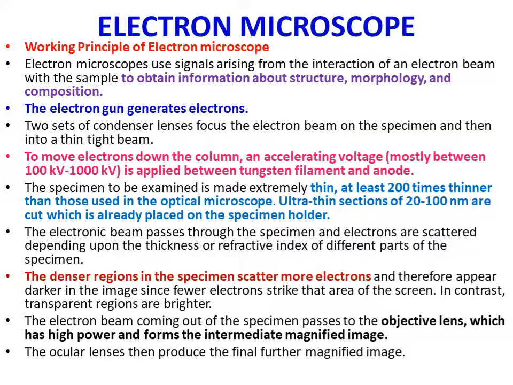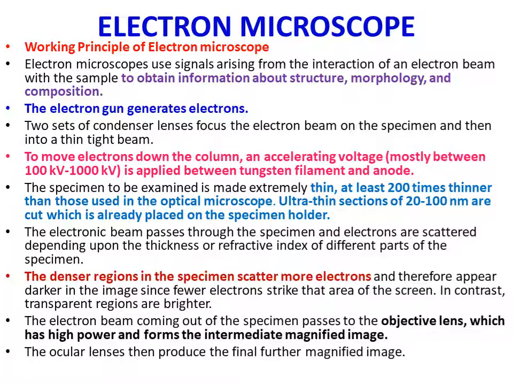Next is the working principle of the electron microscope. Electron microscopes use signals arising from the interaction of an electron beam with the sample to obtain information about structure, morphology and composition. The electron gun generates electrons. So here the electron gun is going to generate electrons.